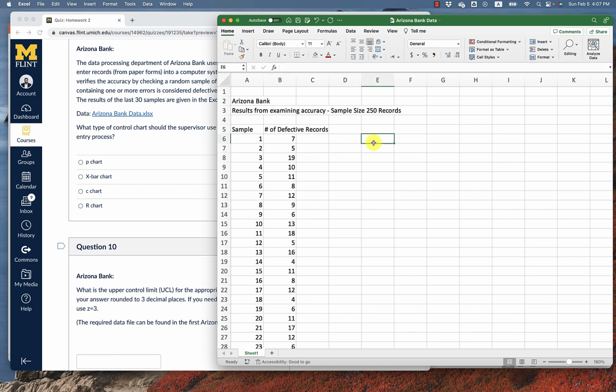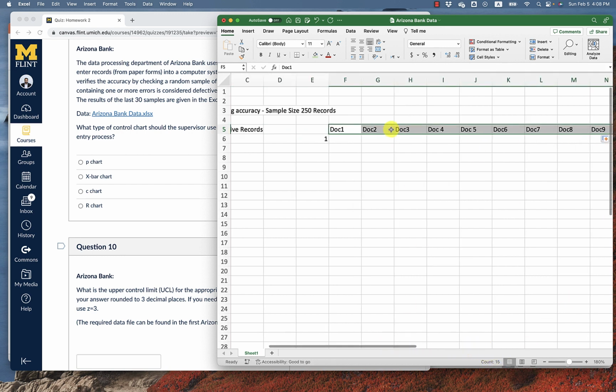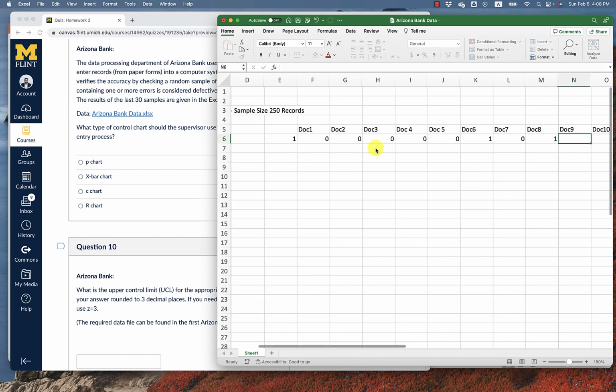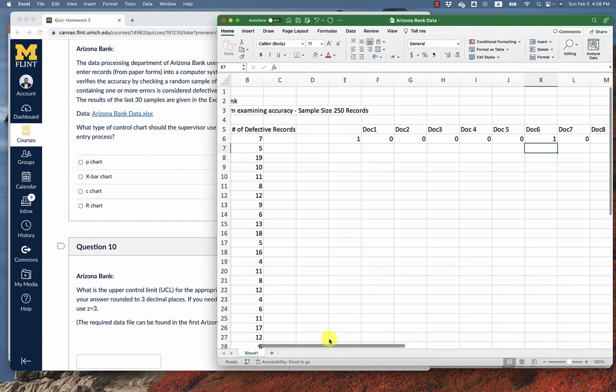And so the actual data you have is something like this. So sample 1, and then you have document 1, document 2, document 3, document 4, document 5, all the way down to document 250. And for each document, you say 0, there's no defect, it's fine, fine, fine, fine. Or maybe document 6 had a defect, so that's a 1. 0, 1, 0, 0, 0, like that. So that's your raw data.